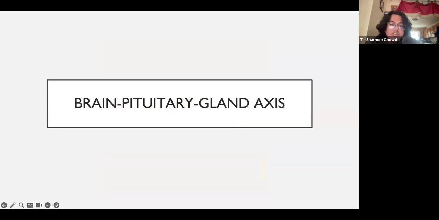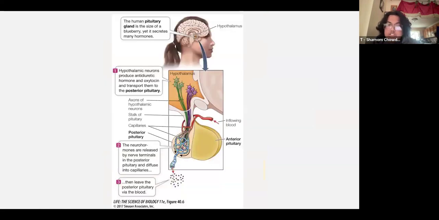So now we're going to talk about the brain pituitary gland axis. The human pituitary gland secretes many hormones, but it's extremely small. However, it does secrete many hormones. The hypothalamus, which is also in your brain, produces ADH and oxytocin, and then transports them to the posterior pituitary. Neurohormones are then released by nerve terminals in the posterior pituitary and then diffuse into capillaries. Capillaries are part of your blood, and they leave the posterior pituitary via the blood to go to whichever organ it needs to go to.